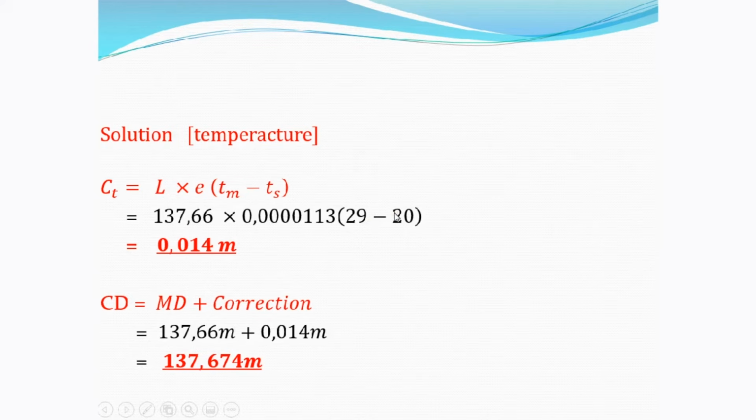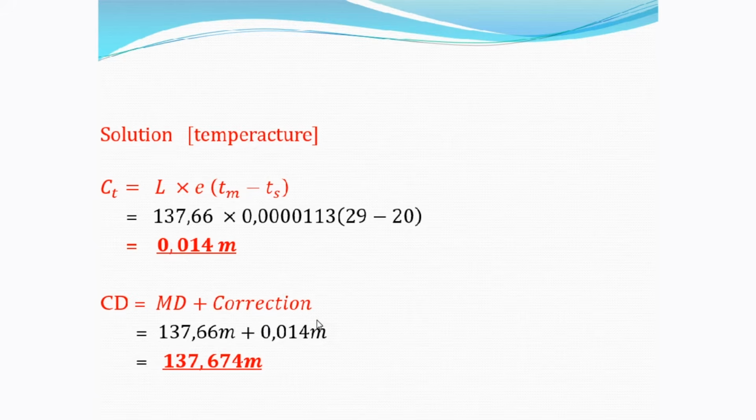We've got the correction due to temperature, which is length, and we are told our length is 137.66, times the linear expansion, which is 0.0000113, times our measured temperature. We did our measurement at 29 degrees Celsius minus our standard temperature of the tape, which is 20 degrees Celsius. And our answer here is 0.0114 meters. Remember, this is a correction due to temperature.